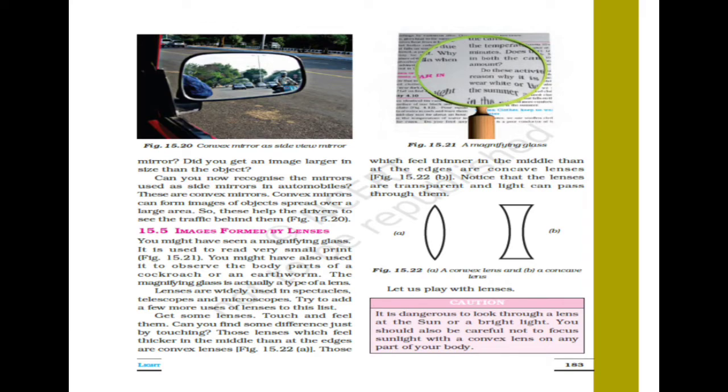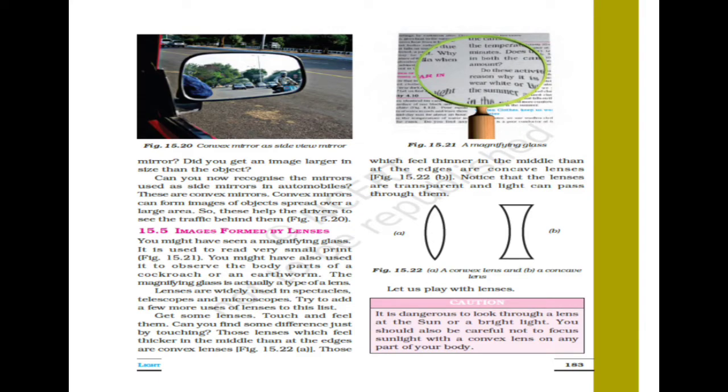Now you understand why the images seen in the side mirrors of automobiles are smaller in size, because in those side mirrors convex mirrors are being used. It has been written ahead: these are convex mirrors. A convex mirror can form images of objects spread over a large area. So this helps the driver to see the traffic behind them.